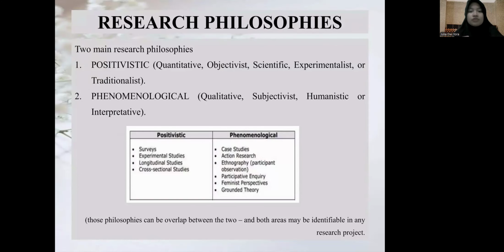So what about the research philosophies? There are two main research philosophies. The first one is positivistic, also called quantitative, objectivist, scientific, experimentalist, or traditionalist. And the second one is phenomenological. It is also called qualitative, subjectivist, humanistic, or interpretive.